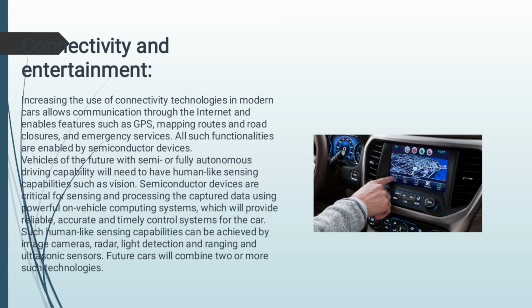Vehicles with semi or fully autonomous driving features will need human-like sensing capabilities such as vision. Semiconductor devices are critical for sensing and processing the captured data using a powerful on-vehicle computing system, which will provide reliable, accurate, and timely control for cars. Such human-like sensing capabilities can be achieved by image cameras, radar, light detection and ranging, and ultrasonic sensors. Future cars will combine two or more such technologies.